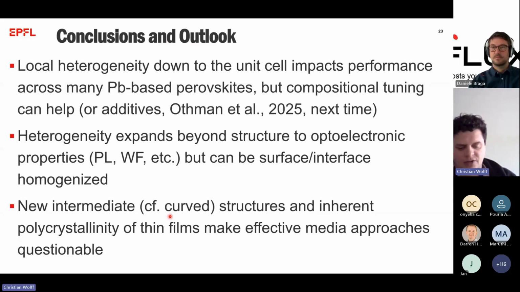And in that context, also think about whether or not it makes sense to describe these polycrystalline, partially different thickness films with an effective medium approach when we are trying to model them.